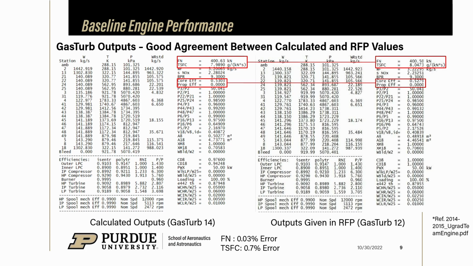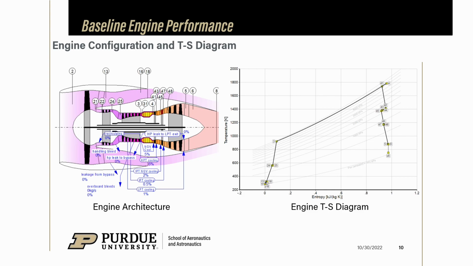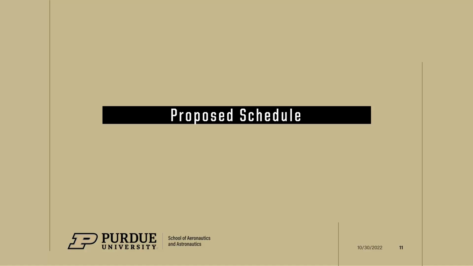All the output values match pretty well. Most notably, total thrust and thrust-specific fuel consumption have less than a 1% error in the calculated values. This slight discrepancy can be attributed to the newer version of gas turbine that we are using since the request for proposal was originally published. The engine architecture that was used in our gas turbine analysis matched the one given in the request for proposal. And gas turbine is also able to provide TS diagrams for different engine analysis to provide a further understanding of the cycles of the engine. With this first analysis complete, we can be more confident in our ability to analyze improvements to this engine in our future analyses.